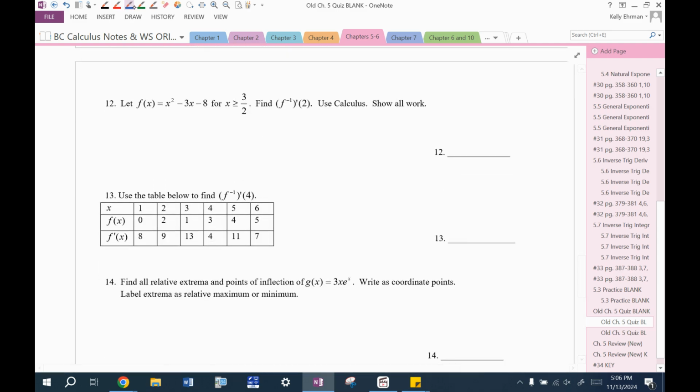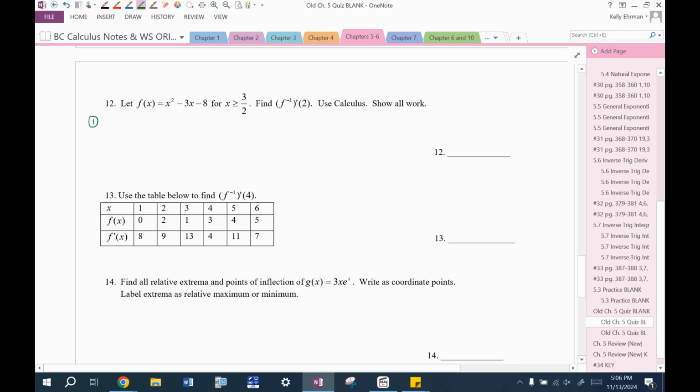All right, here we go. Here's f of x, for x is greater than or equal to 3/2. Find f inverse prime of 2. Use calculus. That means don't try to find the f inverse equation. Just use calculus and then show all your work. There are basically 3 steps to these problems, remember.